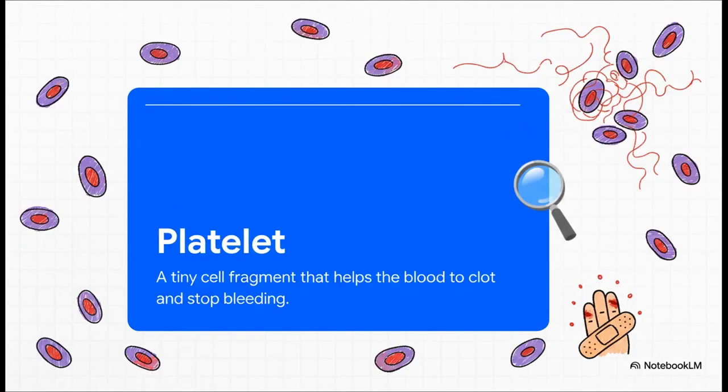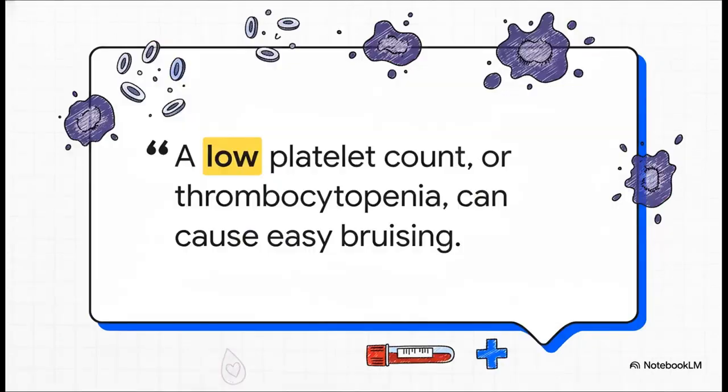Term number 3 is platelet. Now, this one's probably more familiar. The pronunciation is pretty straightforward. Platelet. Again, platelet. These tiny little cell fragments are absolutely crucial for helping our blood to clot whenever we get a cut or an injury. In a sentence, you might hear something like a low platelet count or thrombocytopenia can cause easy bruising. Or in a hospital setting, we need to monitor the platelet level carefully before the procedure.